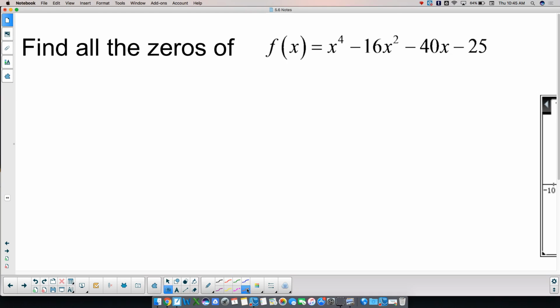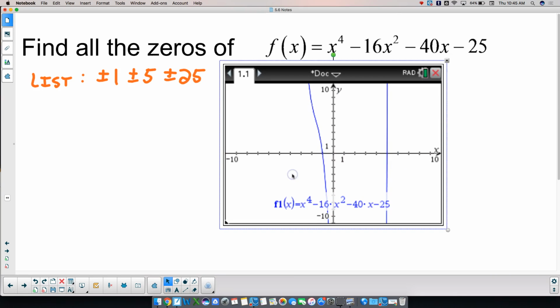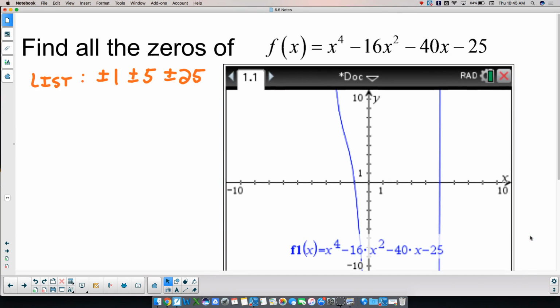So, my list is actually relatively short on this one. Plus or minus 1, 5, and 25, right? So that's it for my list. Okay, all right, so now let's go to the shortcut. Shortcut tells me that I've got 2 real zeros. I got 1 here at negative 1. I got 1 here at positive 5.